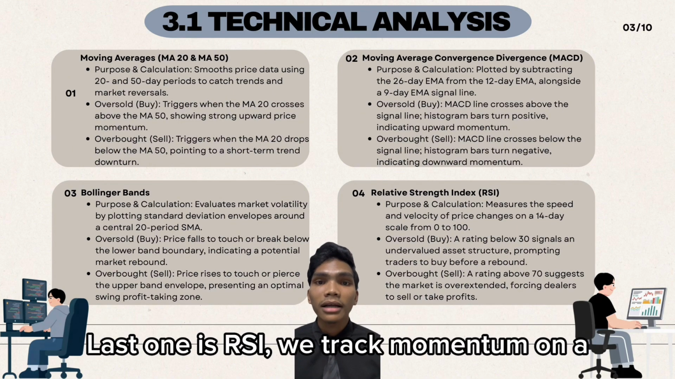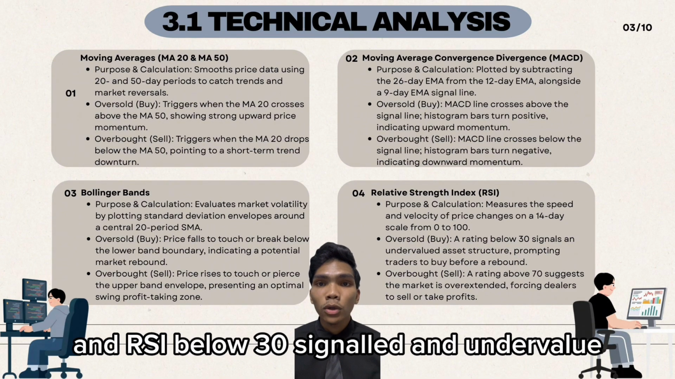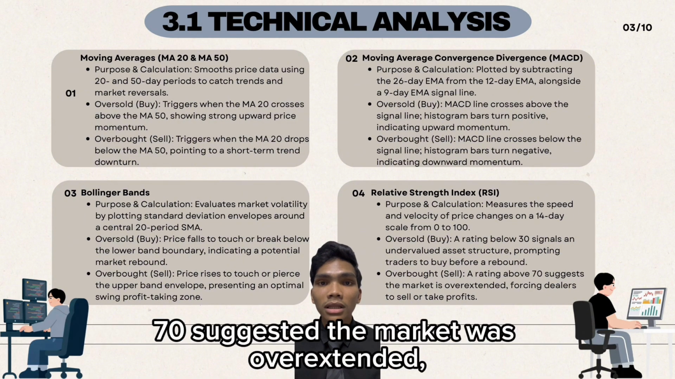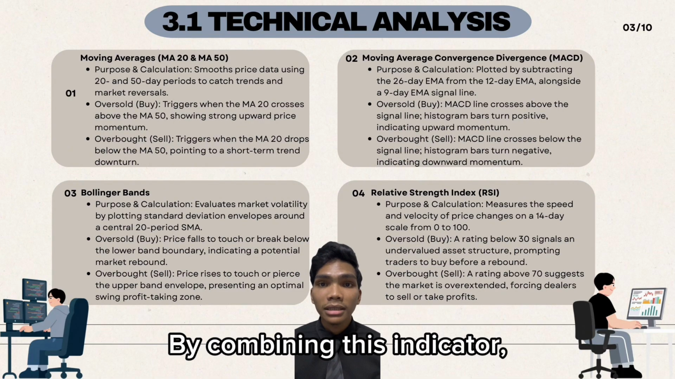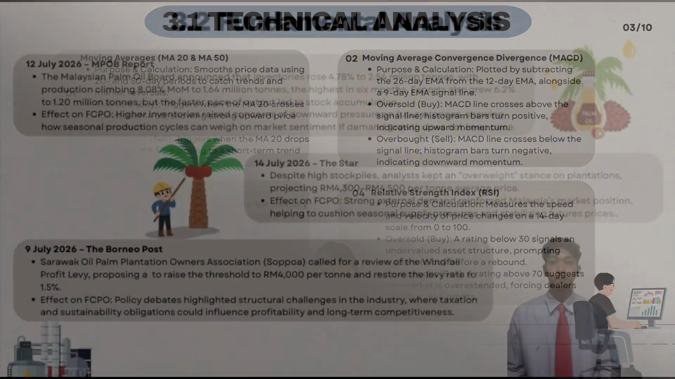Last one is RSI. We track momentum on a 14-day scale, and RSI below 30 signals an undervalued structure to buy before a rebound, while a reading above 70 suggested the market was overextended, forcing us to sell. By combining these indicators, we executed a highly disciplined trading plan.